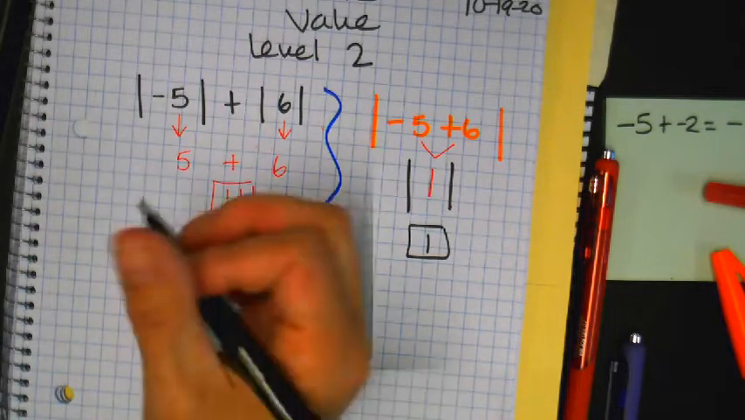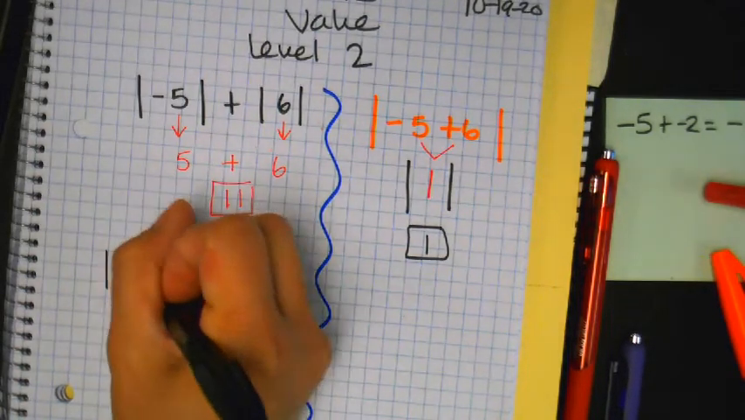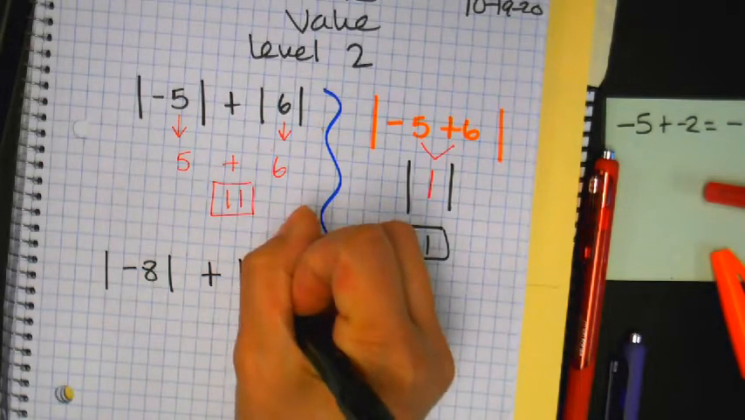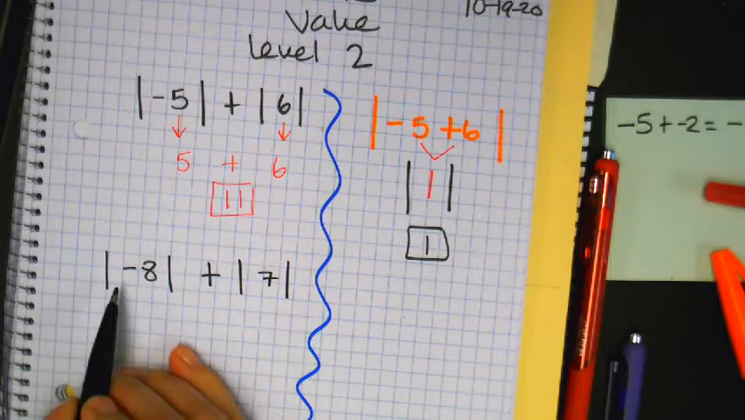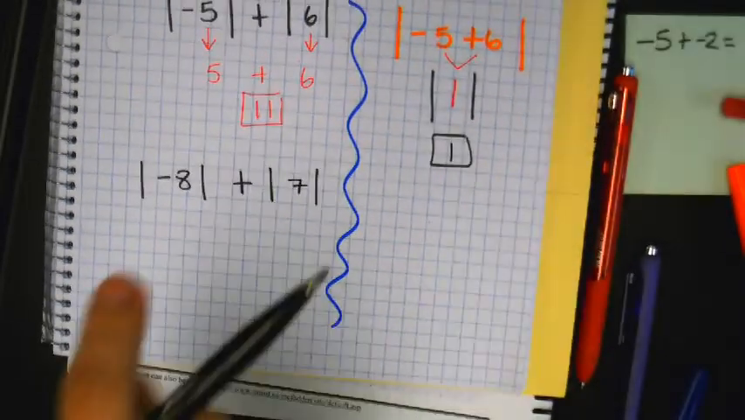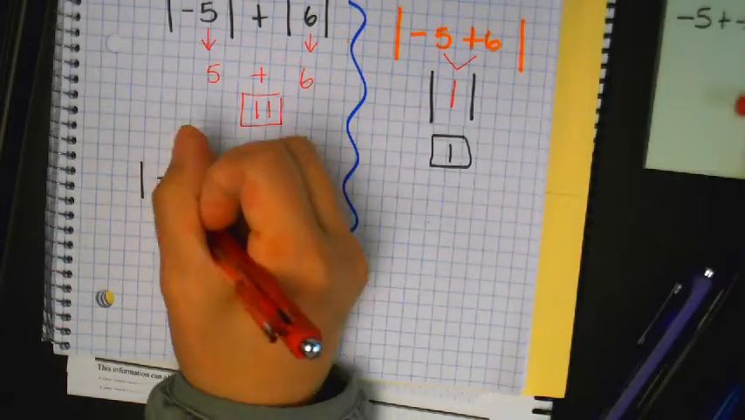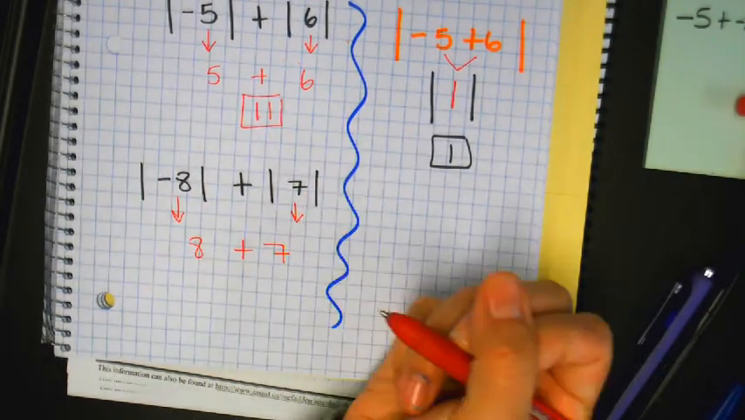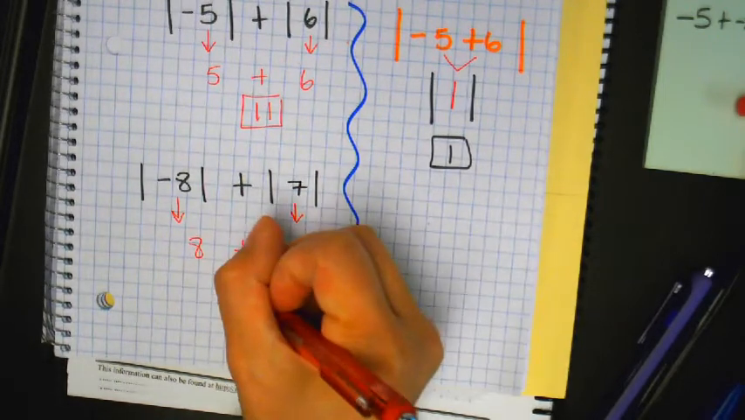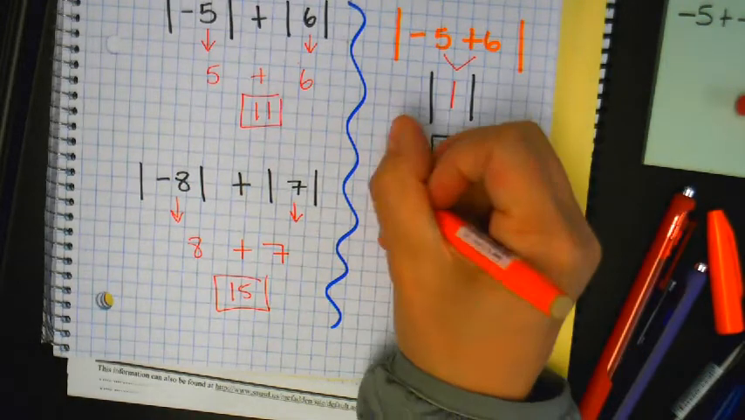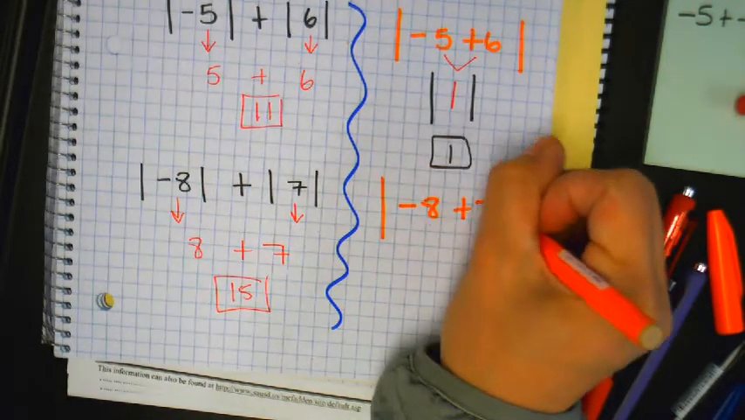All right. What if I have on one side -8 plus 7? Okay, so the absolute value of -8 plus the absolute value of 7. This is what we did yesterday. Drop it down, drop it down. We get 8 plus 7. What's 8 plus 7? 15. Beautiful. In today's world, we're going to do the absolute value of -8 plus 7.